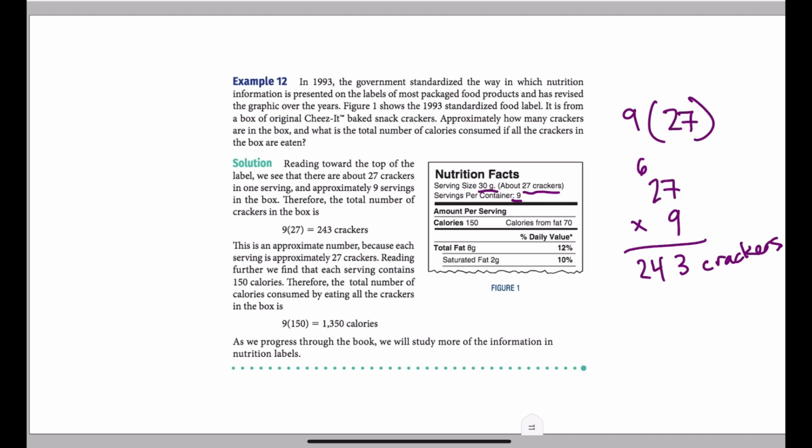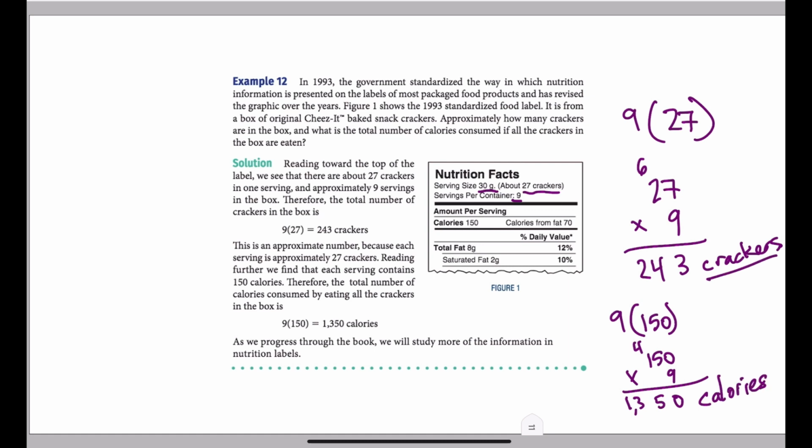Now we can do the same thing for calories. If there's 150 calories per serving, and there's 9 servings in a box, then 9 times 150 would be how many calories there are total in a box of Cheez-Its. Let's find out. 9 times 0 is 0. 9 times 5 is 45. Carry the 4. 9 times 1 is 9, and 4 is 13. So 1,350 calories in a box of Cheez-Its.